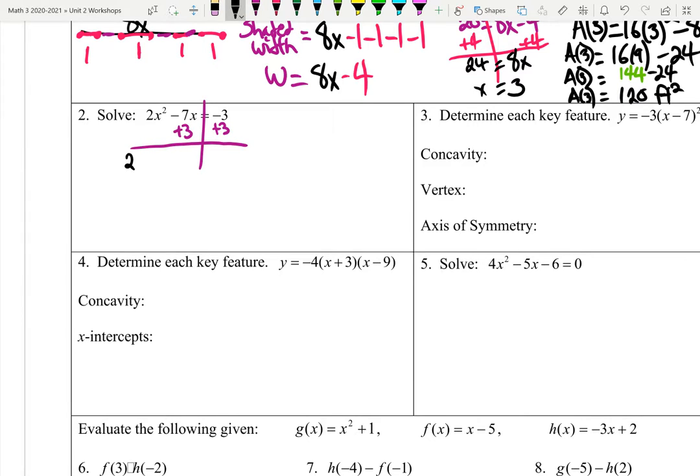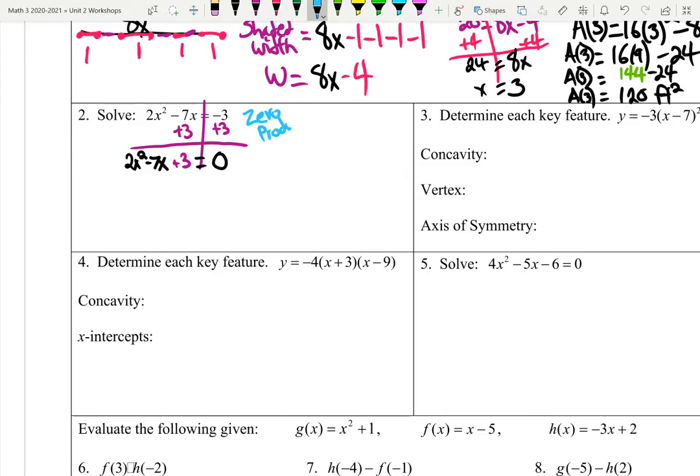I'm going to write in order 2x squared, then I'm going to go to the degree below it. Well, that's going to be negative 7x, and then there's going to be this plus 3. So what is it going to be equal to? 0. Notice now it's ready to go. This unlocks the zero product property. We are ready to go.